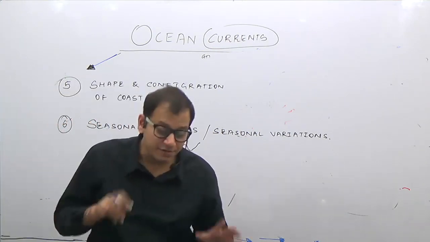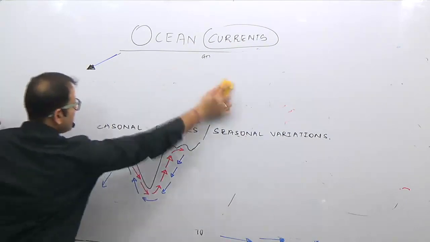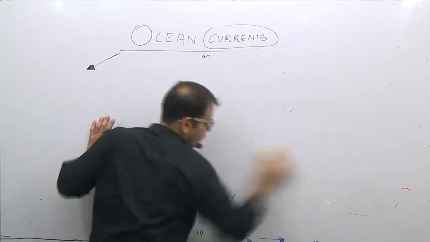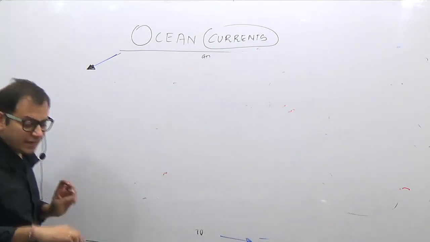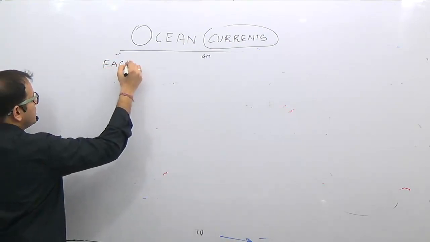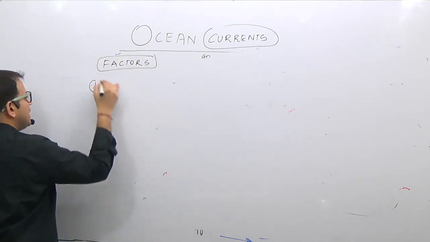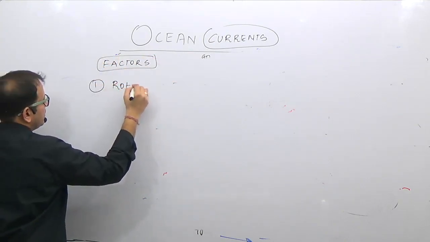So these are the different factors which determine the ocean currents. I will again repeat the factors we did. What are the different factors we did? First, we are doing the factors which affect the ocean currents. One is the rotation of the earth.